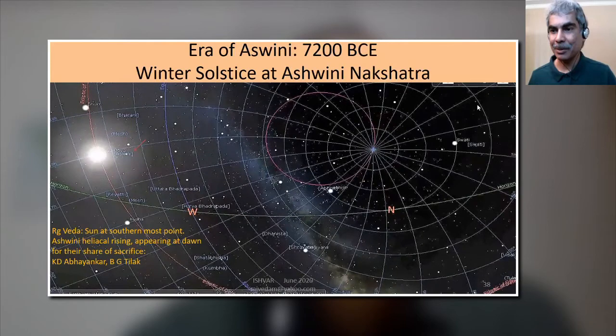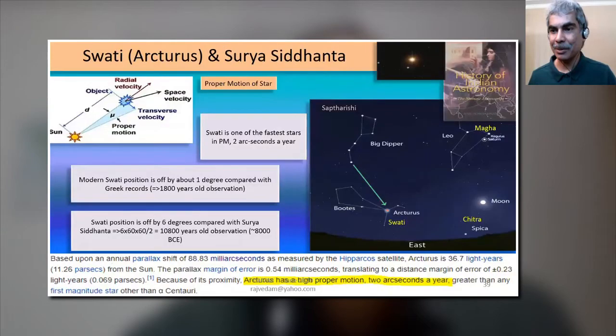Similarly, in a recent book by Dr. Anil Narayanan, he calls out the Swati Nakshatra observation in Surya Siddhanta. Swati is the star that in Greek is called Arcturus. If you see the Big Dipper, it points to Arcturus in the Bootes constellation. Now, from our perspective, it appears the stars are fixed in the sky, but they are so far away that they also have a proper motion. They're also going around the galactic center with us, but they're not in synchronism. They may be faster, they may be slower.